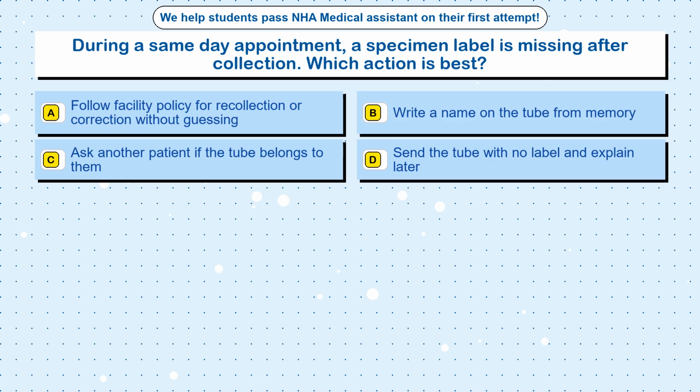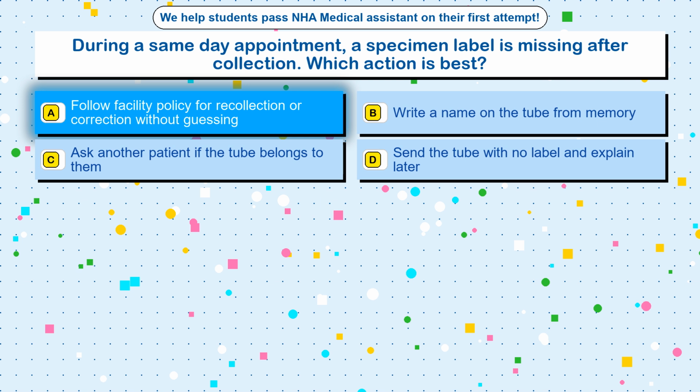Question 88. During a same-day appointment, a specimen label is missing after collection. Which action is best? Option A, follow facility policy for recollection or correction without guessing. Option B, write a name on the tube from memory. Option C, ask another patient if the tube belongs to them. Option D, send the tube with no label and explain later. The correct answer is option A, follow facility policy for recollection or correction without guessing.